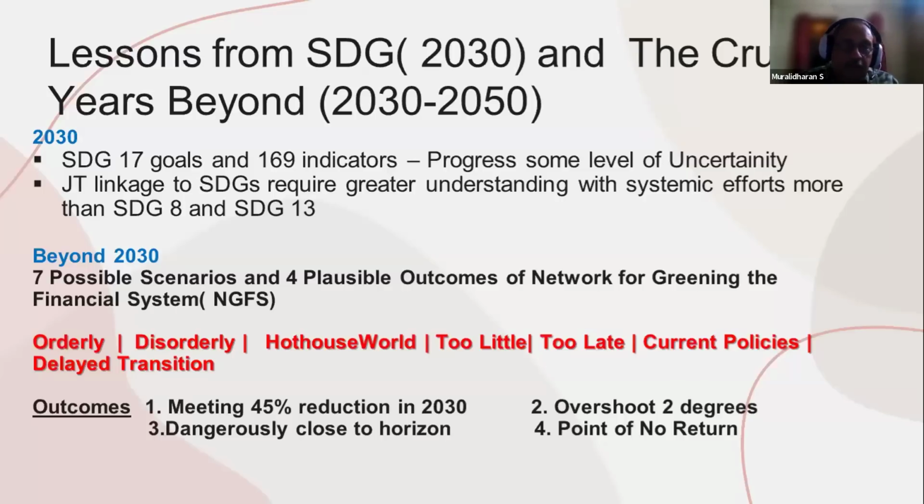And the just transition linkage to SDGs requires a greater understanding of systemic effort. Now, what is being talked about is that the climate crisis is an environmental issue, that is SDG 13, and this will have an impact on jobs, decent work, that is SDG 8. So there is always a linkage between 13 and 8, and it revolves around it. But we have to look at the ocean, we have to look at the poverty levels, we have to look at the social requirements. Every other aspect will have to be taken into consideration.